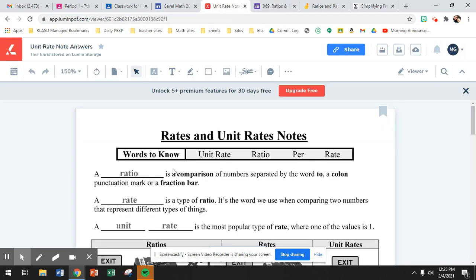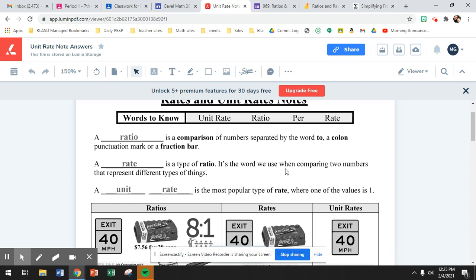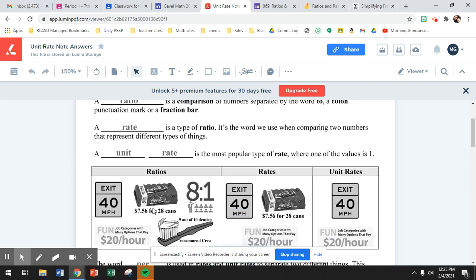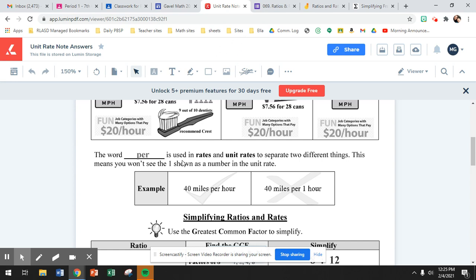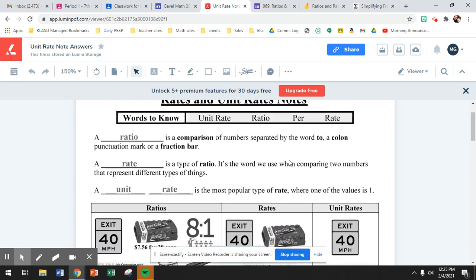That being said, a rate is a type of ratio. It's the words we use when comparing two numbers that represent different types of things. And this is what we're doing today, this rate. A unit rate is what we've been doing. It's the most popular type of rate, and it's out of 1. This is what we made our commercials out of. Like if you're selling 3 flowers for $10, you know that 1 flower costs so much. Or I was selling 6 Post-it notes for $10 and something; 1 pack of Post-its costs so much, and that's your unit rate. So we are going to start with rates today, where we are comparing two different things. It is a ratio, but we're comparing 2 different things.